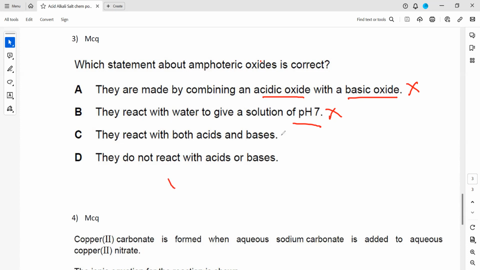Then they react with both acids and bases. That's true. Amphoteric oxide can react with both acid and base. They don't react with acid and base. That is a definition of a neutral oxide. Neutral oxide does not react with acid nor with base.